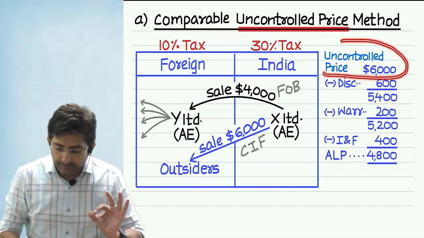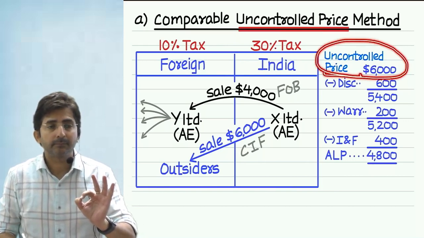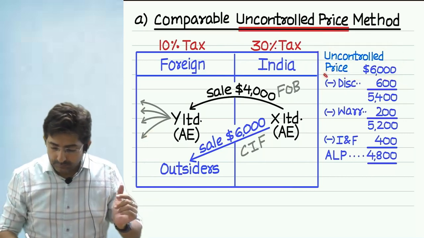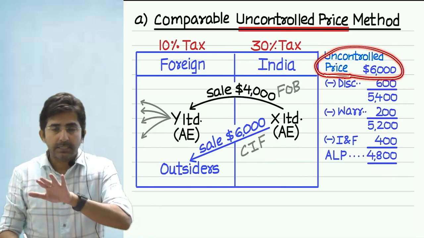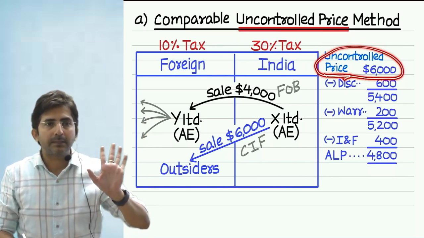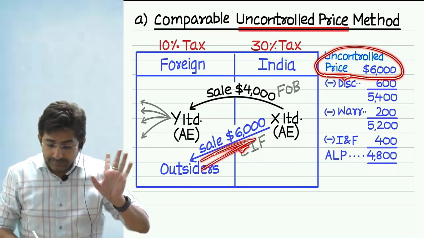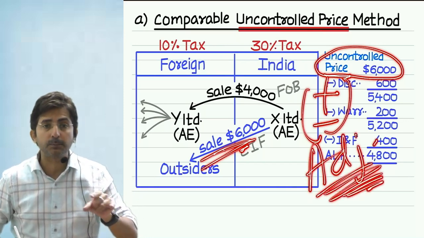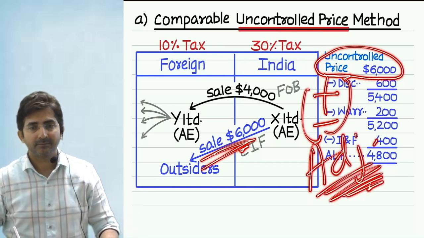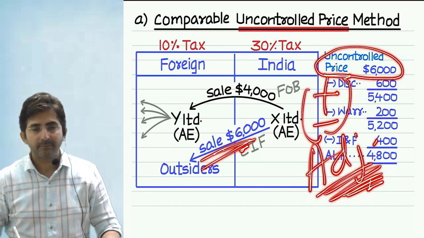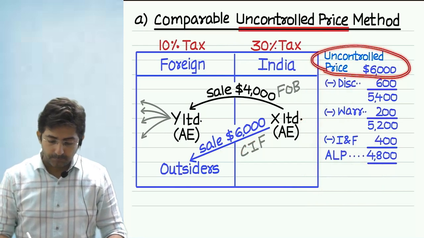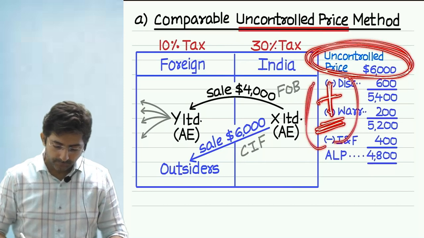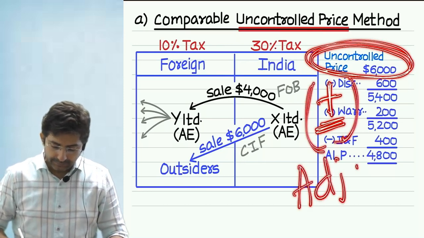Price charged in comparable uncontrolled transaction. What is written in the law? Price. This 6,000 only. What is this 6,000 called? Price charged in comparable uncontrolled transaction. This was uncontrolled only. Then add or less adjustments to account for differences between IT and UT. Repeat: price charged in comparable uncontrolled transactions, add or less adjustments.